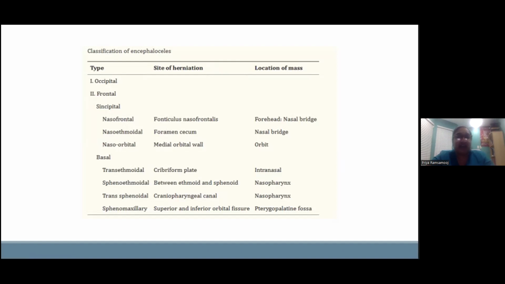So your anterior encephaloceles develop from an abnormal development of your foramen cecum. Basically, a diverticulum of dura usually projects anteriorly between your nasal and your frontal bone. So this would fall under your sincipital in essence. So these are your nasofrontal, nasoethmoidal, nasoorbital. Now that diverticulum is supposed to regress and the bone closes. But if it does not regress, the brain can herniate through that bony defect, and form an encephalocele.